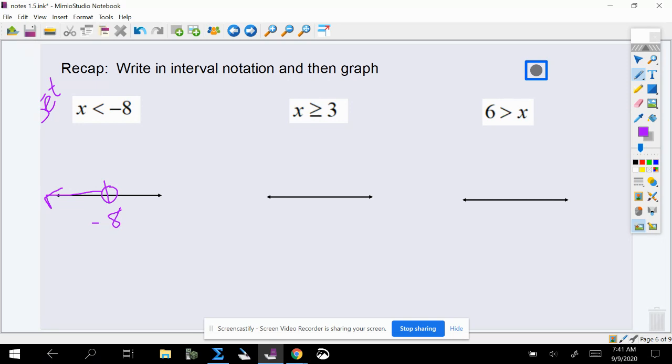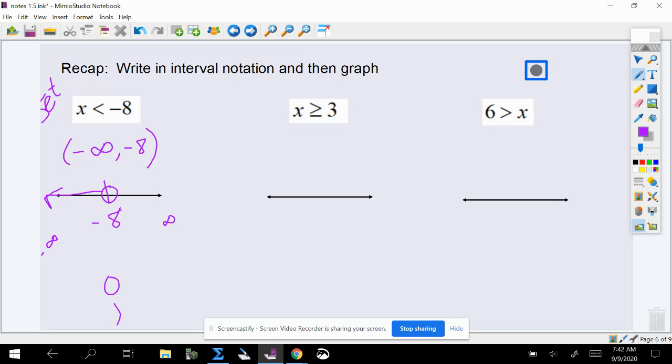My interval notation, again, think of your number line as starting at negative infinity and ending at positive infinity. So the part that is shaded here is the part from negative infinity until we get to negative 8. Since we're not including negative 8, we use parentheses. Parentheses indicates not included, so think of open circle and parentheses as going together.